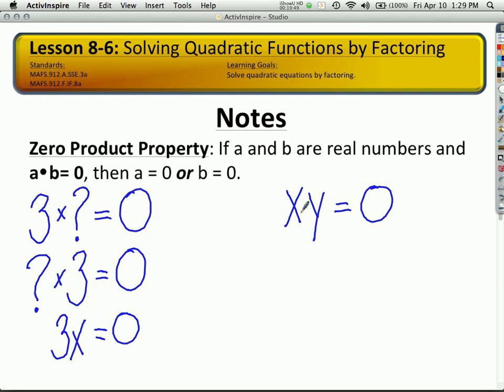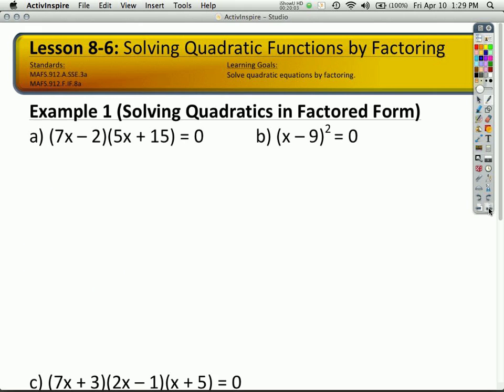This concept is the foundation for what allows us to do what we're going to do today. So what you're going to see today is use of the zero product property. It's a much more advanced use of it. So let's go ahead and jump in. Example 1, part A, copy down part A only. Do not copy this down yet.